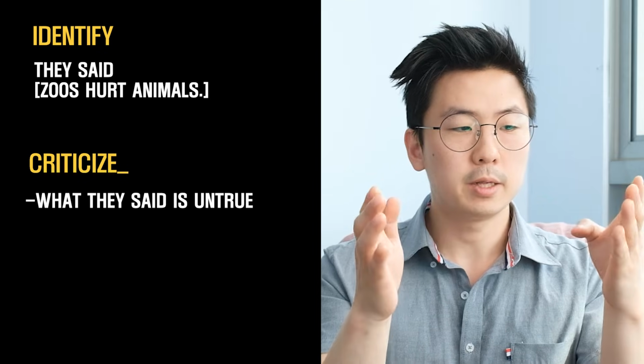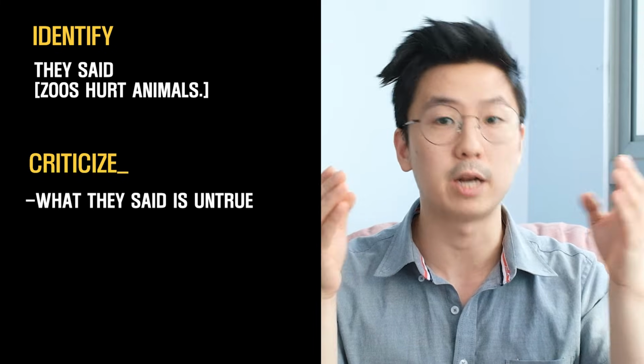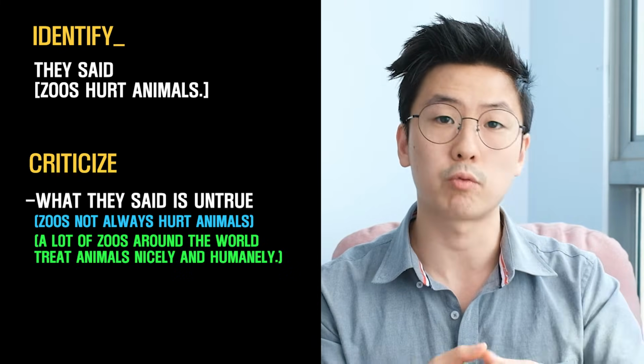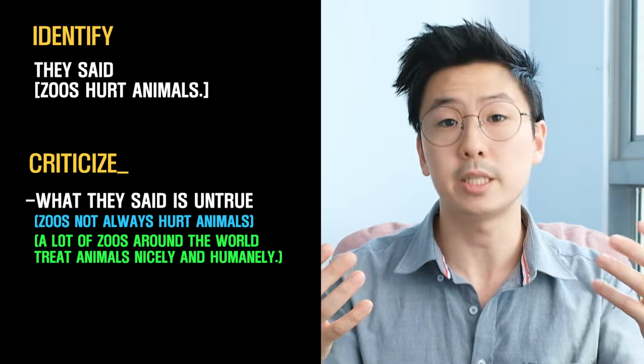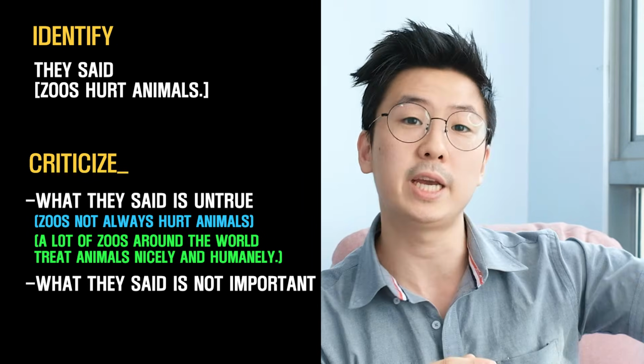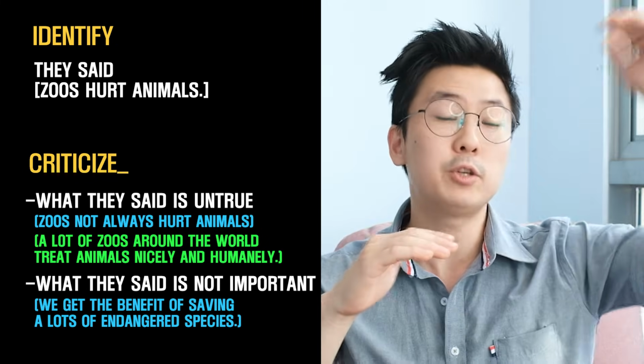The statement, they hurt animals, is actually quite broad. And even if they gave a statistic for animals being hurt in zoos, you would say that, look, this is not always the case in zoos. And actually a lot of zoos around the world treat animals quite nicely and humanely. The second thing that you would say is that even if a few animals are hurt, it's not as important as the benefits that we get. And you would say that we get the benefit of saving lots of endangered species, right? And saving endangered species might be more important than some animals being hurt, even though that's a bad thing.